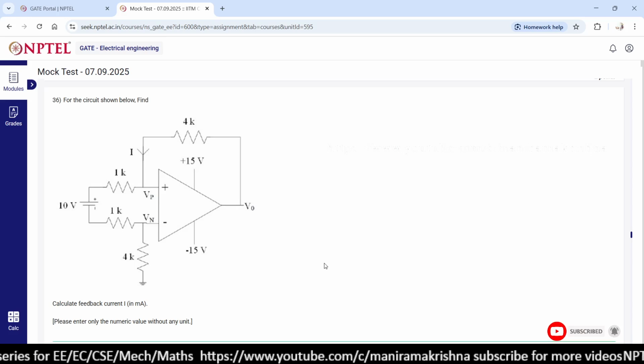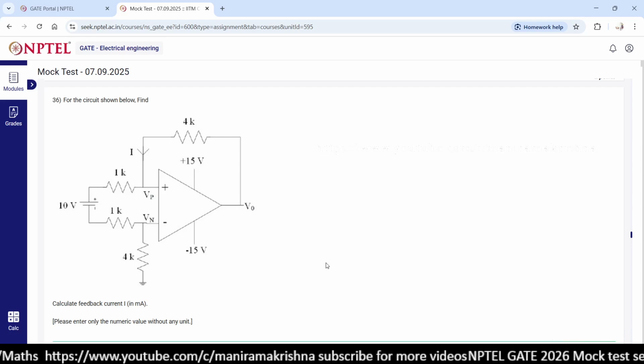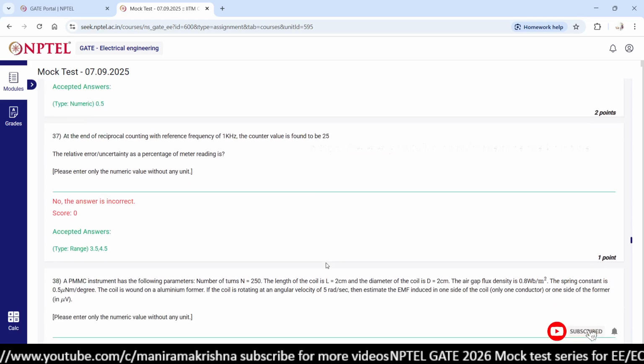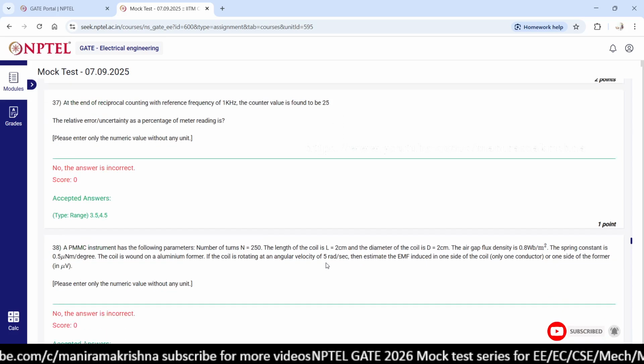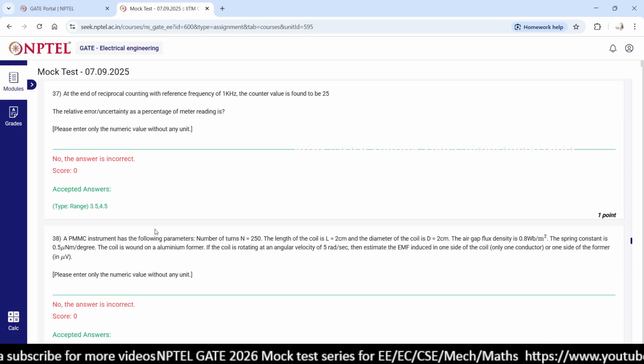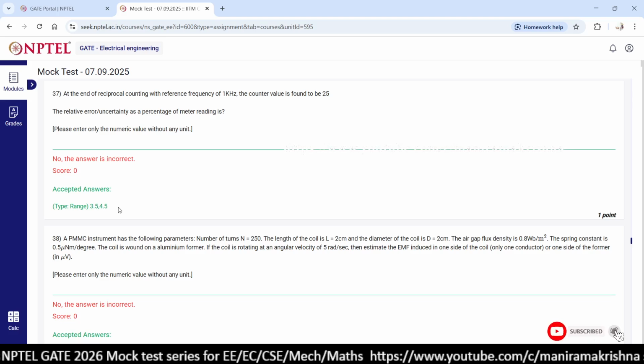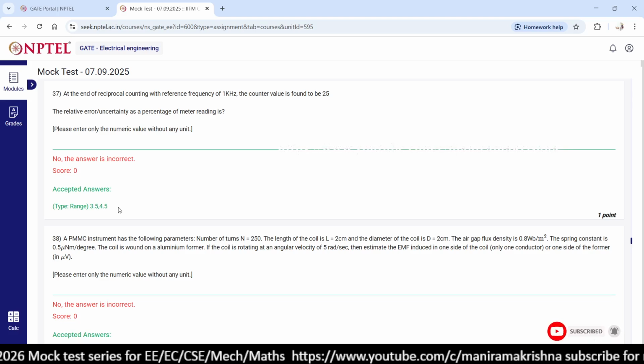Next, we have analog electronics. The 37th question is a fill in the blank. Here they give a range, okay, 3.5 to 4 points, which means whichever answer is near to it, you get the marks.